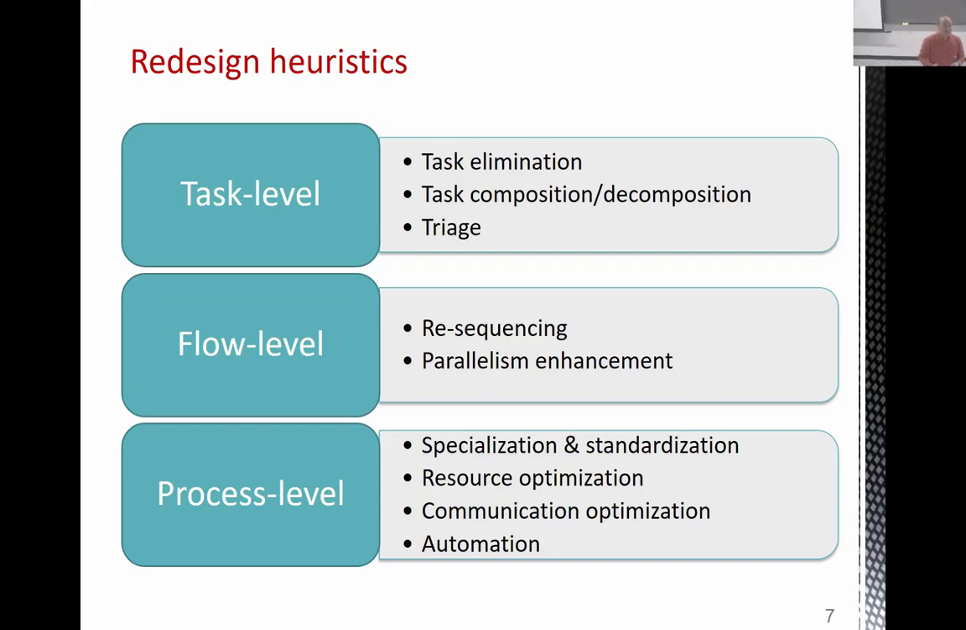And the third type of heuristics operate at the process level, so not at the level of individual tasks or their order, but at the level of how the entire process is arranged in terms of how the actors in the process communicate with each other, how the actors are allocated to tasks in the process, and how the tasks in the process get coordinated or automated.